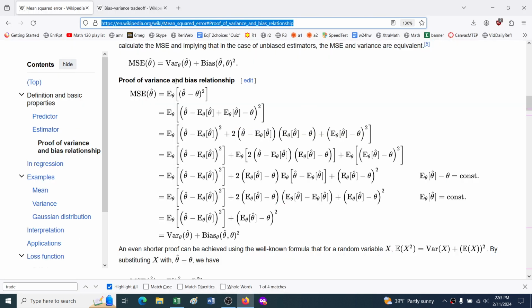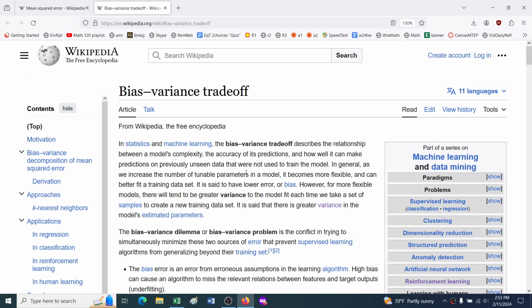There's an algebraic proof of it here in Wikipedia that the mean squared error, after all this algebra, is the variance plus the squared bias. This is related to something that's more common in machine learning called the bias-variance trade-off. It's not the same thing as the bias-variance trade-off, but that is a very important thing in machine learning in general, and we'll talk about that later.